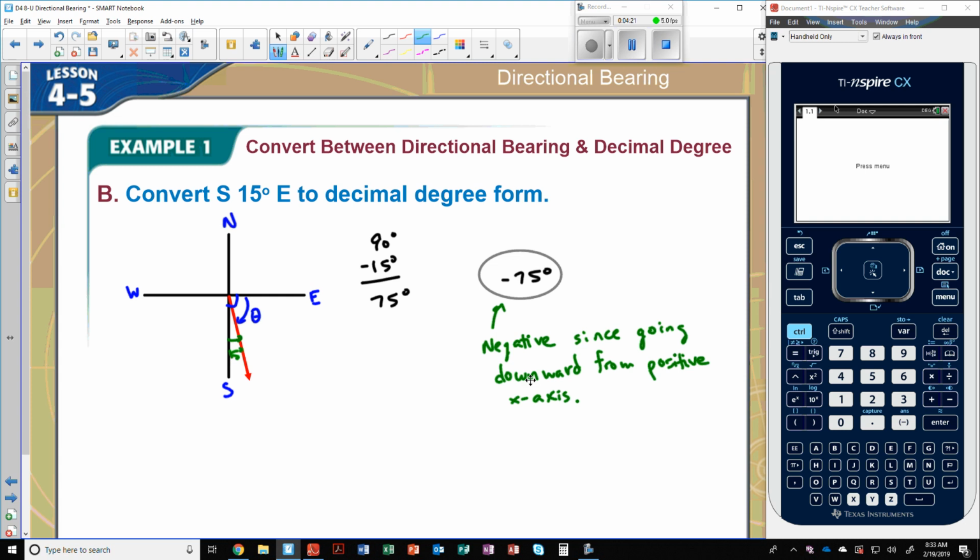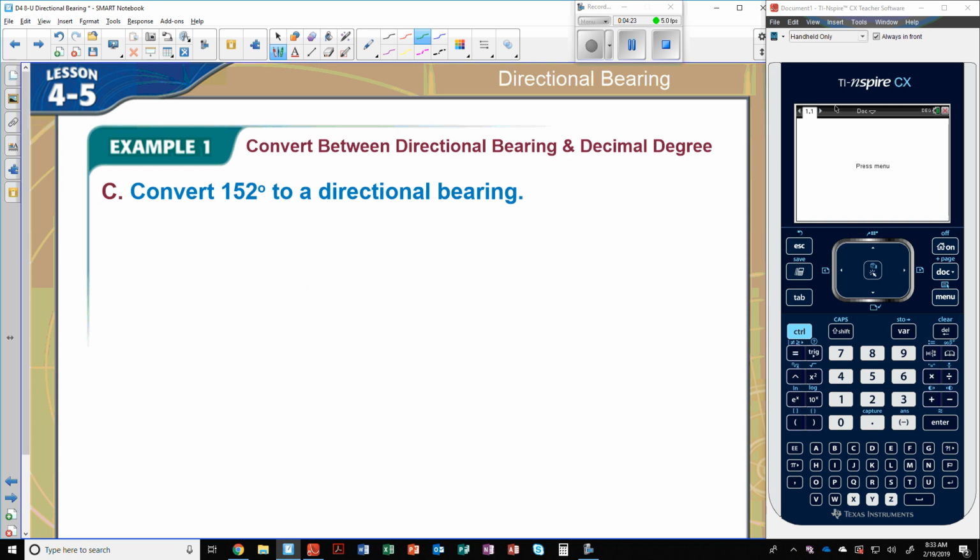All right, and now C. Let's change 152 degrees to a directional bearing. That means you're using the northeast, southwest system. Since 152 degrees doesn't have any letters with it, we're assuming it's from the positive x-axis. That's 0, that's 90, this is 180, so 152 is somewhere over here. This right there is 152 degrees.